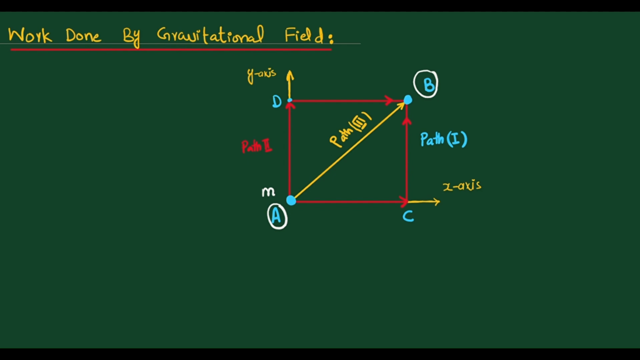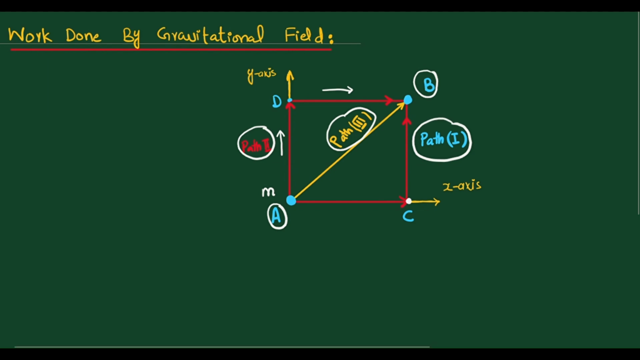we can take the mass m from point A to C, and then from C to B. And the second path can be considered as from A to D, and then D to B. This is called the second path, path 2, and the first, from A to C and then C to B, is considered as path 1. And if we take the mass m directly from point A to point B, in between the x-axis and y-axis, this is called the third path.